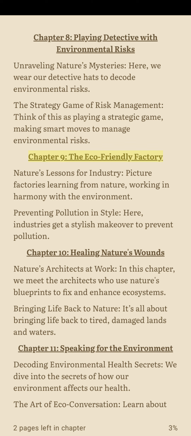Chapter 9. The Eco-Friendly Factory. Nature's Lessons for Industry. Picture factories learning from nature, working in harmony with the environment. Preventing pollution in style. Here, industries get a stylish makeover to prevent pollution.